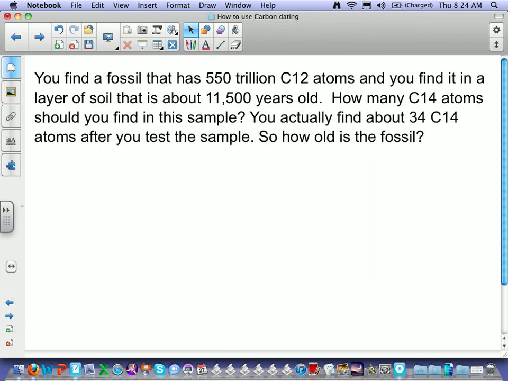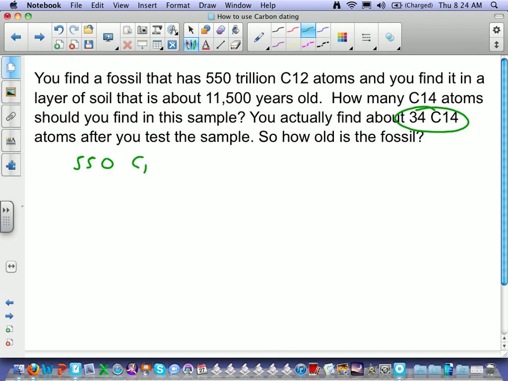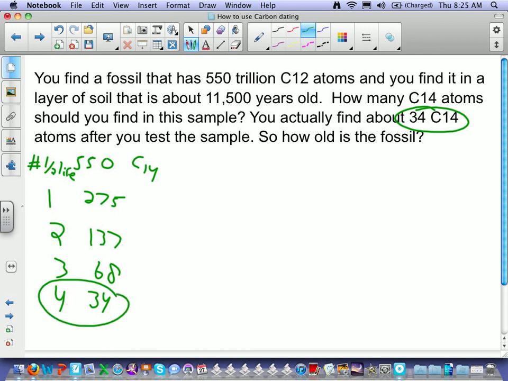But I actually found out that there's only 34 carbon-14s in there. I found 34 carbon-14s. So I know that if I had 550 carbon-14s, after 1 half-life, I had 275. After 2 half-lives, about 137. After 3 half-lives, 68. And after 4 half-lives, I have 34. So really, I know that 4 half-lives have gone by.